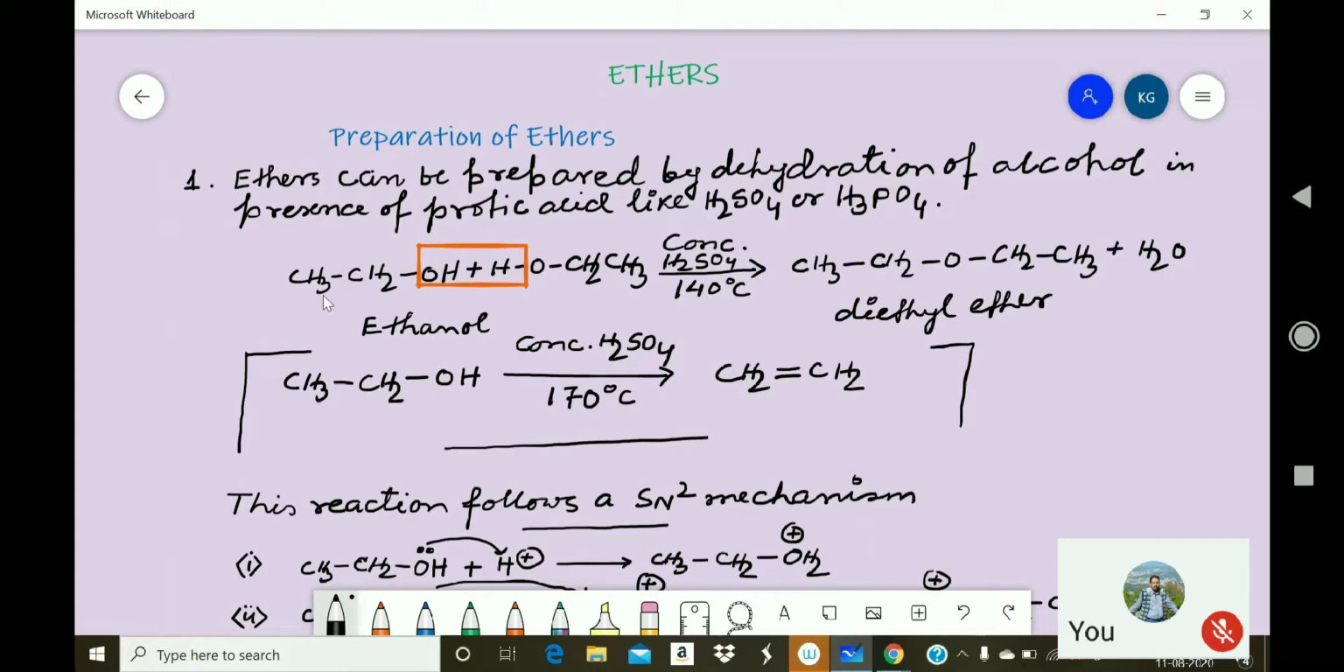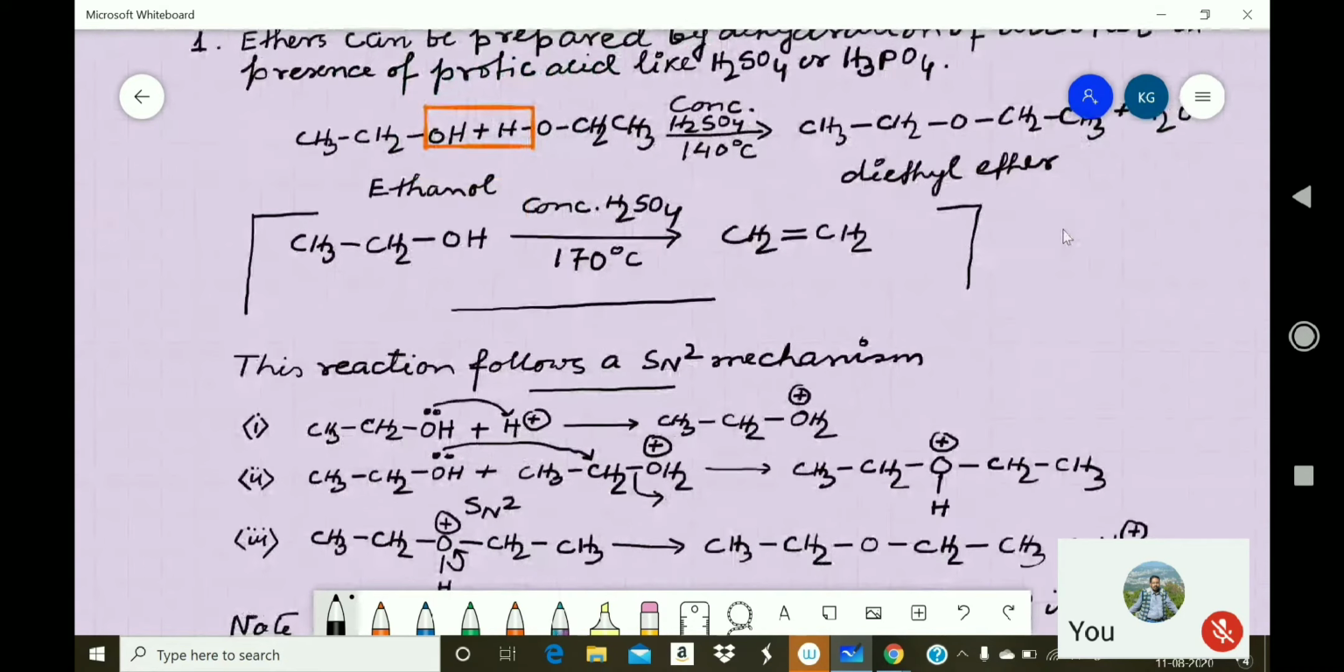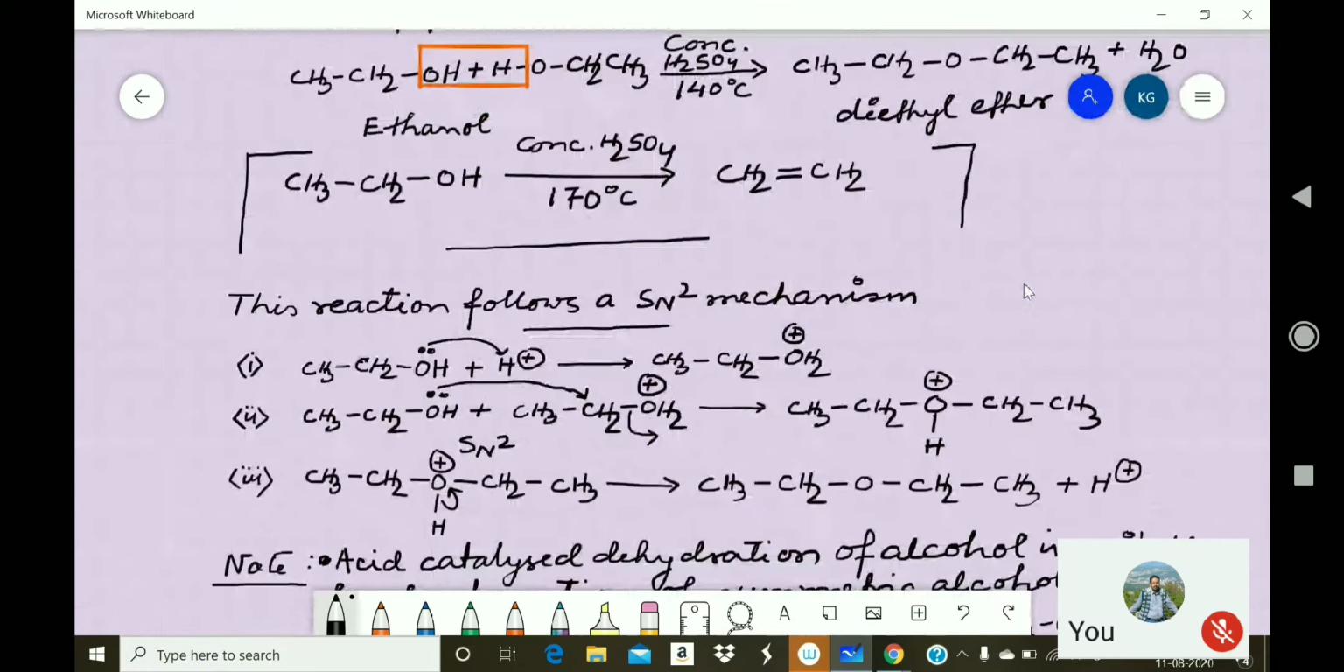Here we can see that I have taken ethanol. From two molecules of ethanol, one molecule of water is removed when it is treated with concentrated sulfuric acid at about 140 degrees Celsius. But if the temperature is greater than this, about 170 degrees Celsius, the alkene will be formed by dehydration from the alcohol. Now, the ether preparation takes place in this process by following the SN2 mechanism.